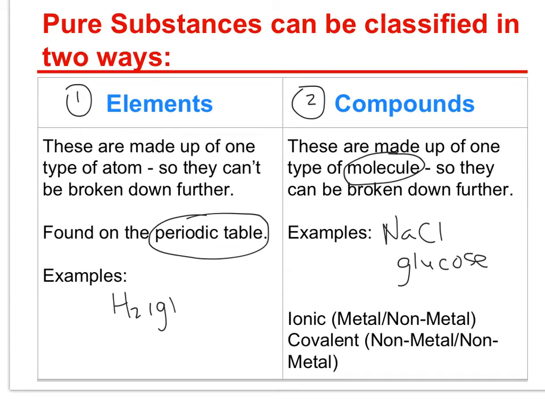You can have two types of compounds. You can have ionic compounds in which you have a metal and a nonmetal. An example of this would be sodium chloride, where sodium is the metal, chlorine is the nonmetal. Or you can have covalent compounds in which you have two nonmetals, or potentially even three nonmetals in its formula. So an example of that would be glucose, which is made up of carbon, hydrogen, and oxygen. All three are nonmetals.